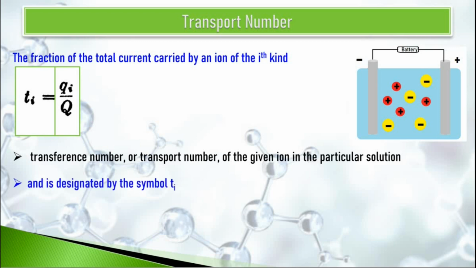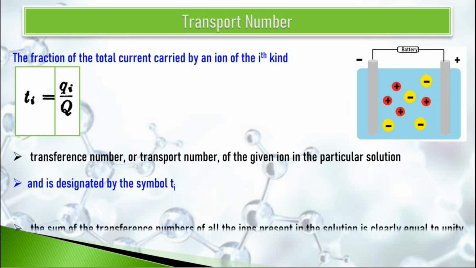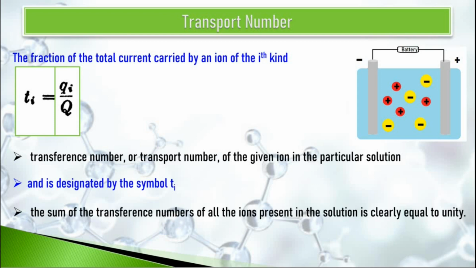As we discussed, it is designated by the symbol Ti, and since it is a fraction of current or electricity carried by ith type of ion, we can have an idea that sum of the transport number of all type of ions present in the solution will be equal to unity. Let us say transport number of cation is T plus and transport number of anion is T minus. Then sum of these two transport numbers will invariably be 1.